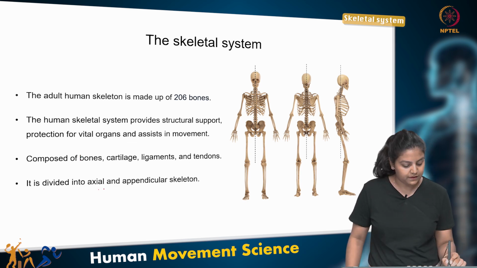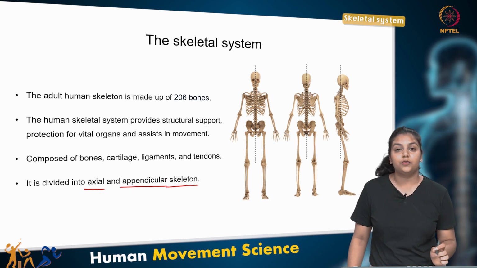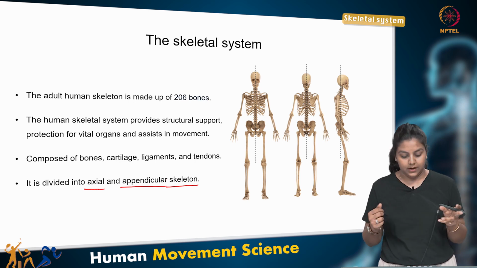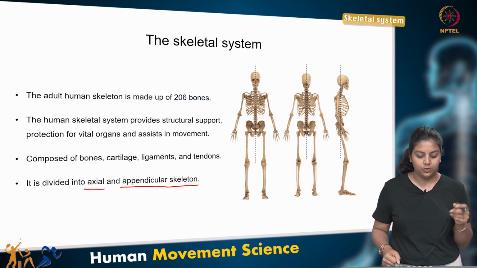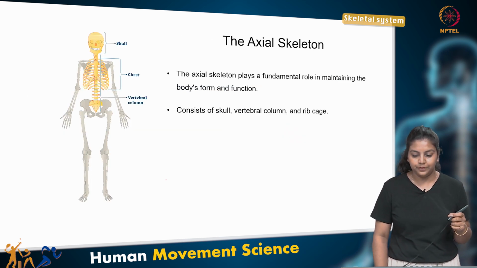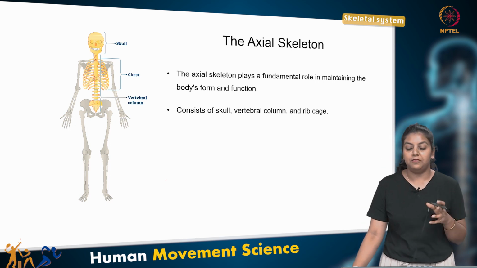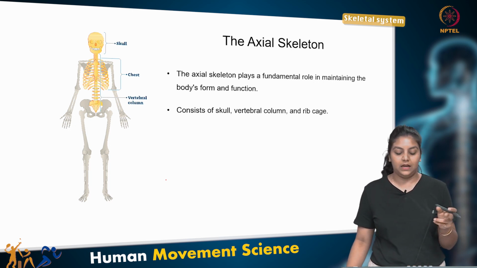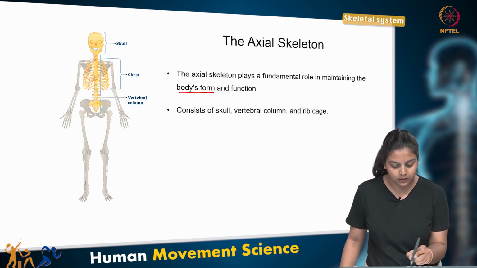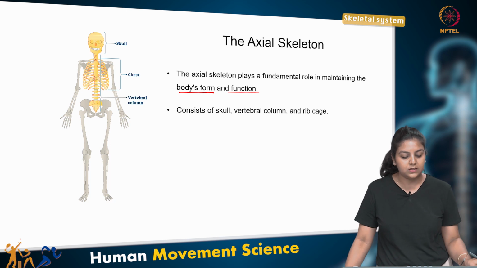So this system is divided into axial and appendicular skeleton. Just for easier understanding, it's divided into axial and appendicular skeleton. So let's look at this nomenclature and the division. The axial skeleton plays a fundamental role in maintaining the body's form and function. So it's very important we know what its role is and what it consists of.